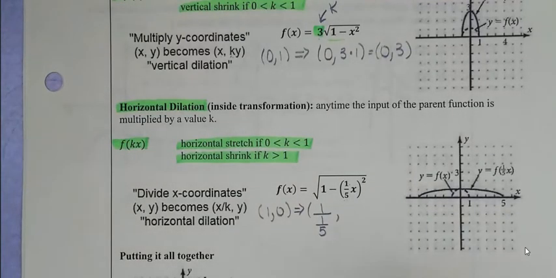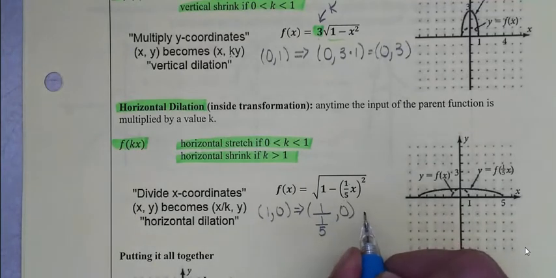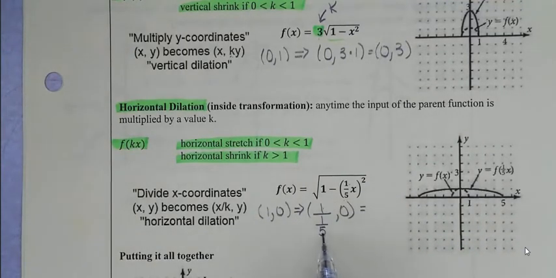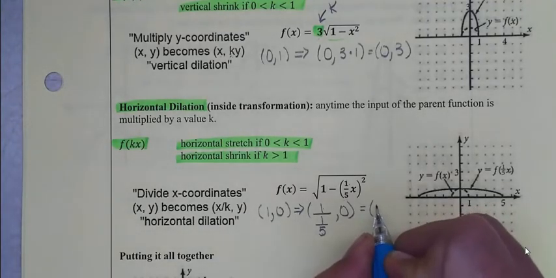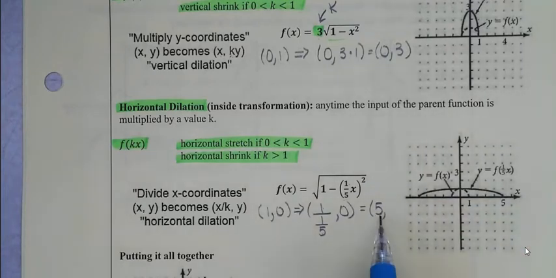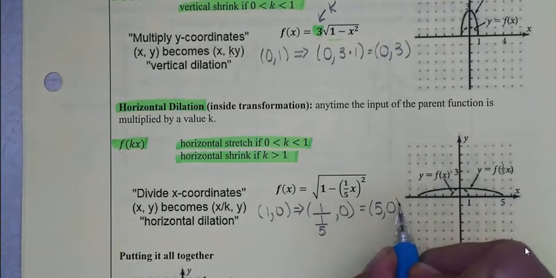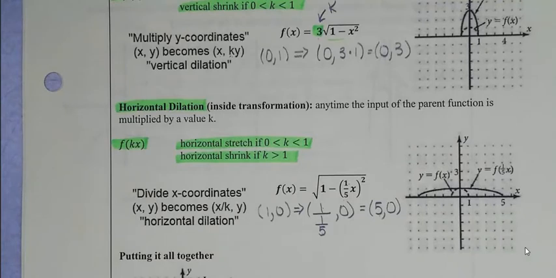Okay, and then my y stays the same. So what does that equal? Well, it's 1 divided by 1/5. We don't divide fractions; instead, you multiply by the reciprocal. So your new input is 5, and your output stays the same, 0.